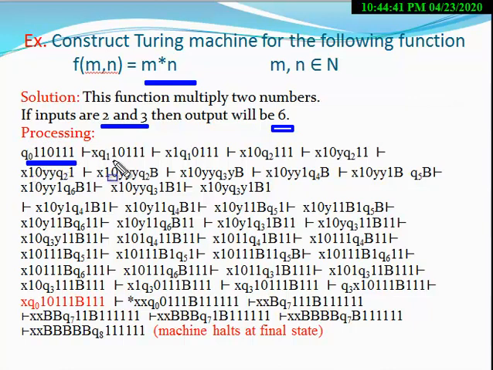Again move to the right end, and again you have to copy these number of ones. That is, you have to copy these 3 ones at the right end. Right. Next you have to move to the left side. As soon as all the ones are removed before 0, then you have to remove all the ones after 0 here. That is, you have to remove all these ones.